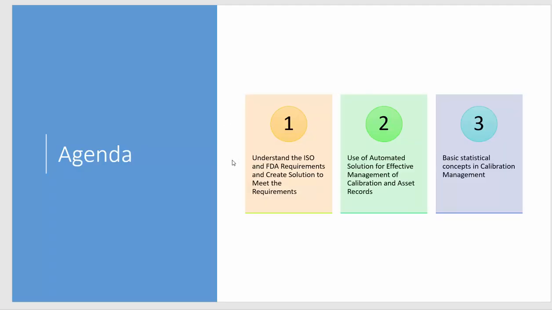In the agenda, we'll cover three main sections, as we described in the invite. In the first part, we'll understand the ISO and FDA requirements and how we can create solutions to meet those requirements. In the second part, we'll look at some of the automated solutions available that can be used to effectively manage the calibration and asset records. And in the third part, we'll discuss some of the very basic statistical concepts in calibration management.